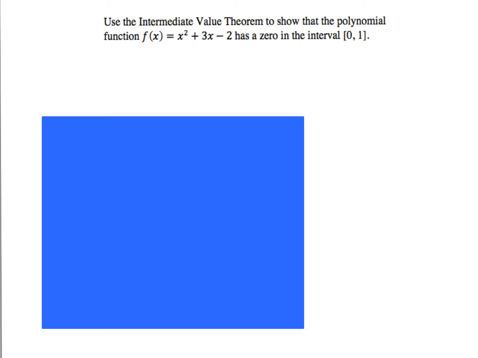Use the intermediate value theorem to show that the polynomial function f of x equals x squared plus 3x minus 2 has a 0 in [0, 1].